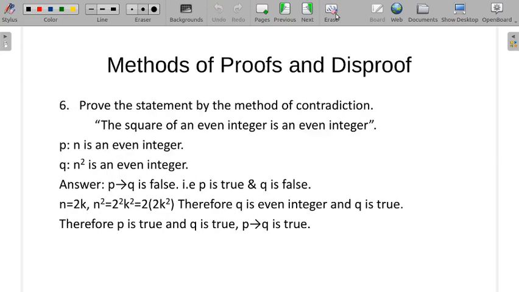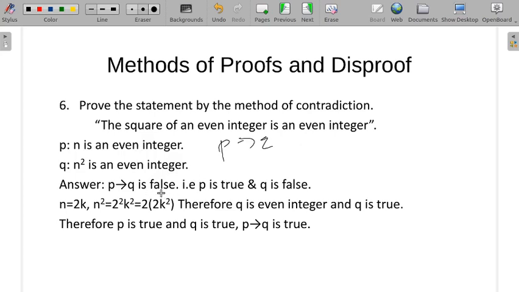That's why this is proof by contradiction. Prove the statement by the method of contradiction: the square of an even integer is an even integer. So you have an even integer. If you take the square, that will also be an even integer. So P and Q, we have been given P conditional Q form. If n is an even integer, then n square is also an even integer.